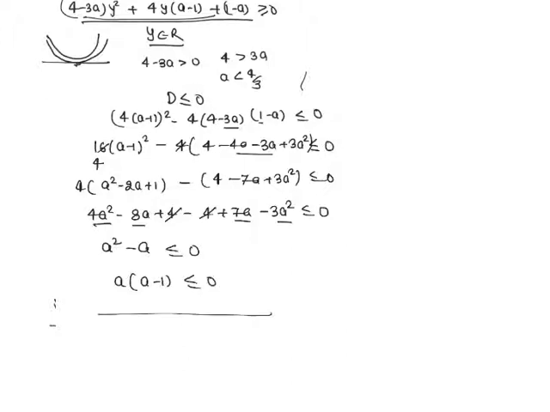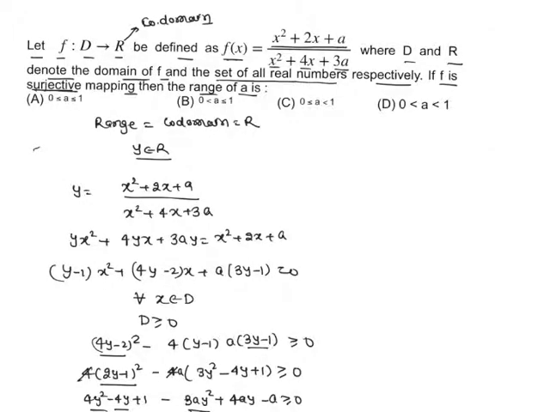Now we will use the wavy curve. This will be 0 and this will be 1. This side positive, negative, positive. We want less than, so this multiplication should be negative, from 0 to 1. So a belongs to 0 to 1. Now we have to check this value for the given equation. We have got a belonging to the closed interval 0 to 1.